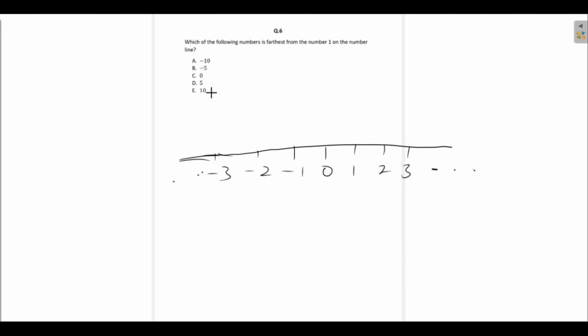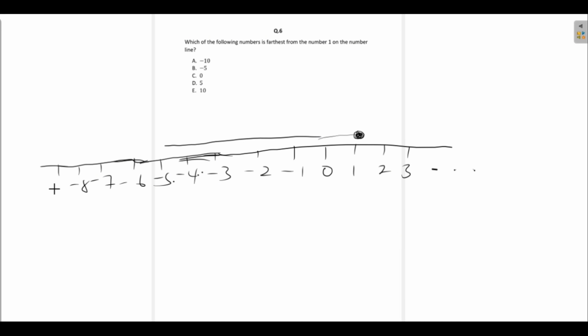Now we need to go through each of these numbers and see which one is farthest away from 1 on the number line. Of course, clearly if I'm on 1, if I'm here, then when I'm moving to negative 10, I'll be going this side till I reach negative 10, right? When you check option B, we are looking at negative 5. Of course, if I extend this line, negative 4, negative 5, let me keep on extending, negative 6, negative 7, negative 8, negative 9, we can have our negative 10 here.